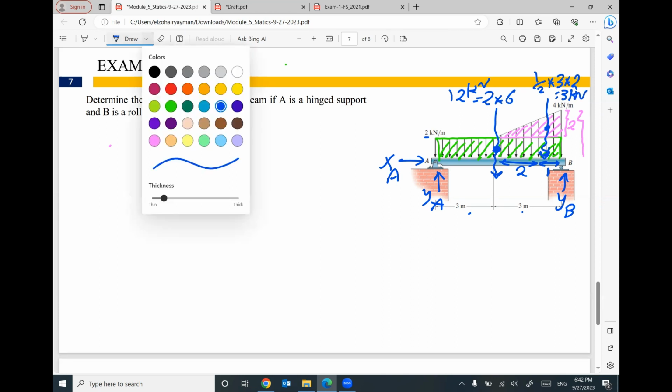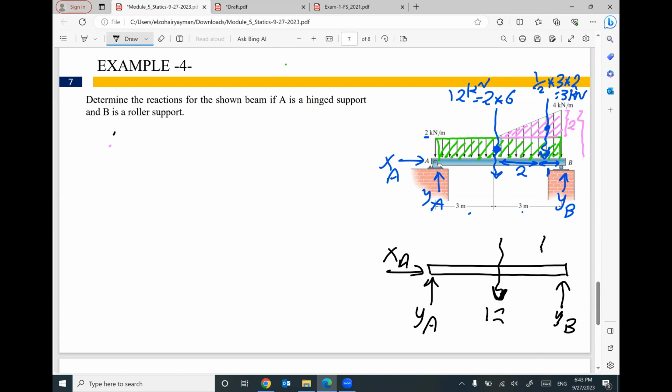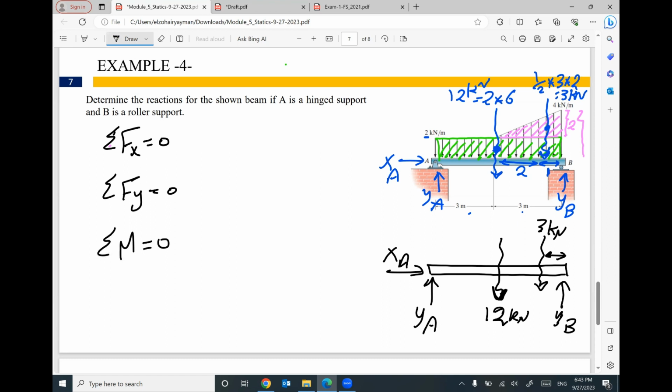So if you would like to draw your beam to clarify everything, we have here one reaction YB. We have here two reactions XA and YA. And I have equivalent at the midpoint equal 12. And I will have equivalent here at 1 meter from this side equal 3 kilonewton. Then I can apply summation f of x equals 0, summation f of y equals 0, summation moment at any point equals 0.